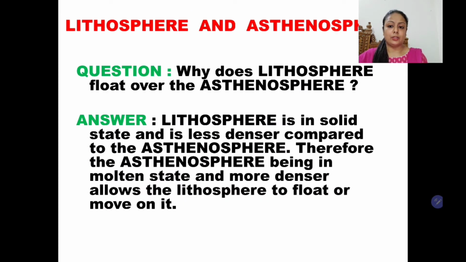Why does lithosphere float over the asthenosphere? So children, I have told you several times that lithosphere floats over the asthenosphere. What is the reason? The lithosphere is solid and less dense compared to the asthenosphere. Therefore, asthenosphere being in molten state and more dense allows the lithosphere to float over or move on it. So children, this is how the lithosphere floats over the asthenosphere.